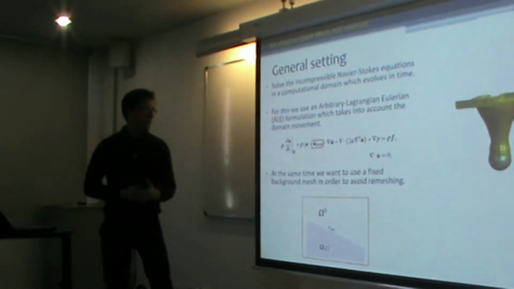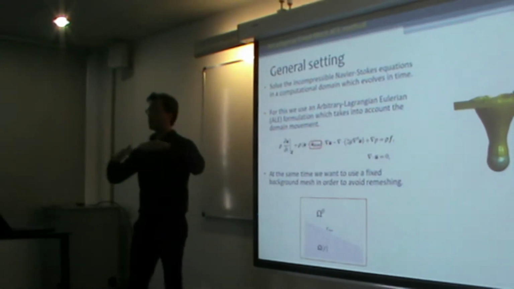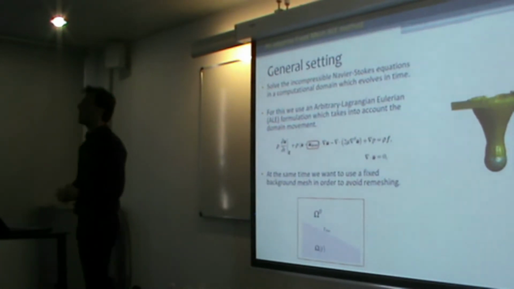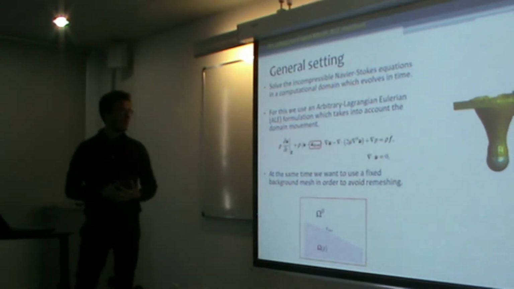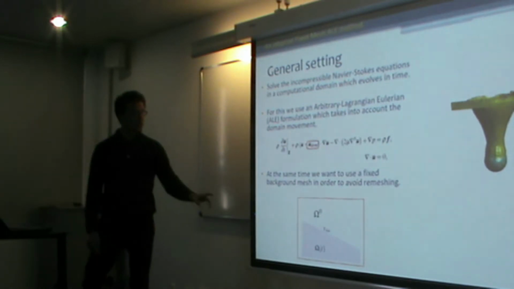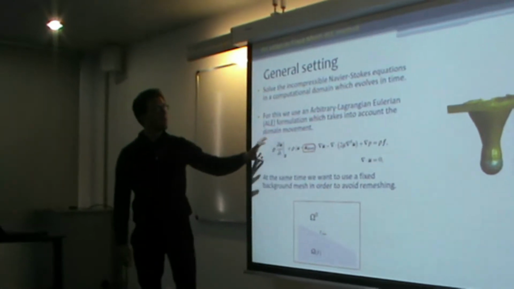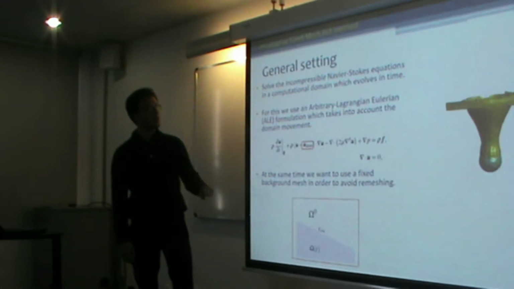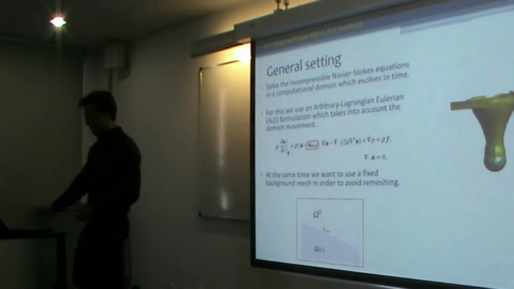Okay? But at the same time, as we want to use this formulation in order to take into account the movement of the domain, we also want to use an embedded method, an unfitted mesh, in order to avoid remeshing. Okay? So we are going to deal with the movement of the domain by using an arbitrary Lagrangian Eulerian formulation, but at the same time we are going to have an unfitted mesh.